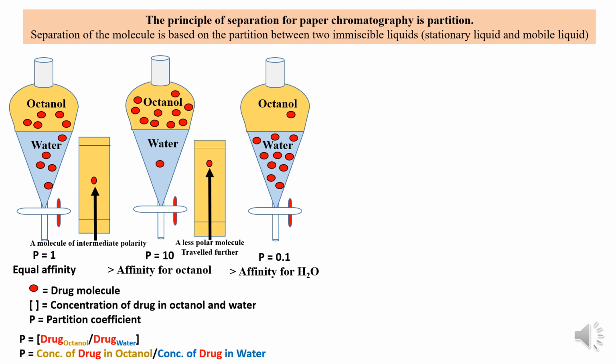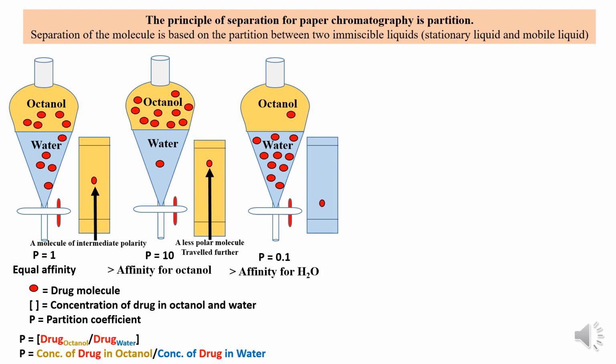at a longer distance. Now in the third scenario, you will find that 10 drug molecules are in the water layer while there is only 1 molecule in the octanol layer. And this clearly shows that the drug molecule has greater affinity for the water layer, with a partition coefficient value of 0.1. So 1 by 10, that is 0.1.